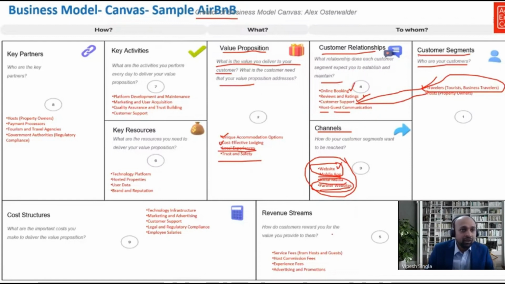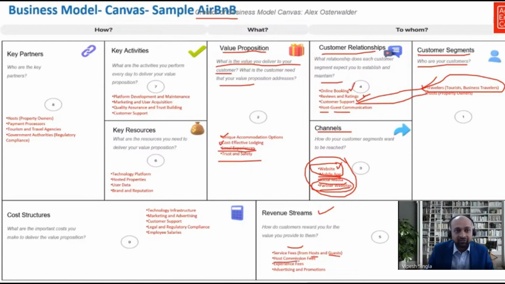Then revenue streams. So these are the key revenue streams of Airbnb, on how their customers reward them. The first is service fees. One of the methods is they charge service fees to both host and guest. For host they charge service fees for successful bookings, and to guest they charge various service fees in the form of cleaning fees or booking fees or different kinds of fees.